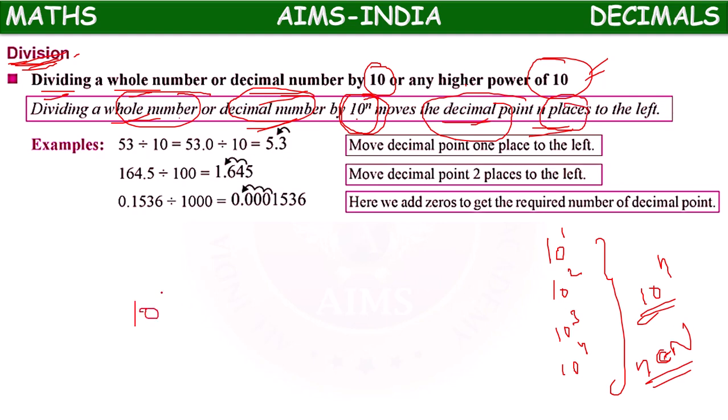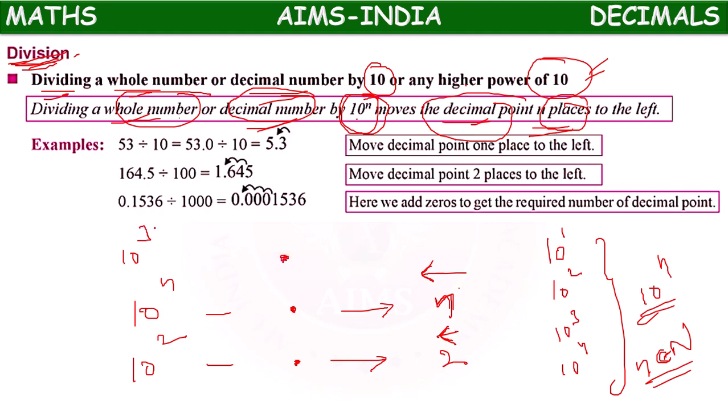As we are dividing by 10 power n, whatever decimal point is there, that will move n places towards the left. Means if we divide by 10 square, the decimal point will move 2 places towards left. Or if we divide by 10 cube, the decimal point will move 3 places towards left. So that is the rule here.